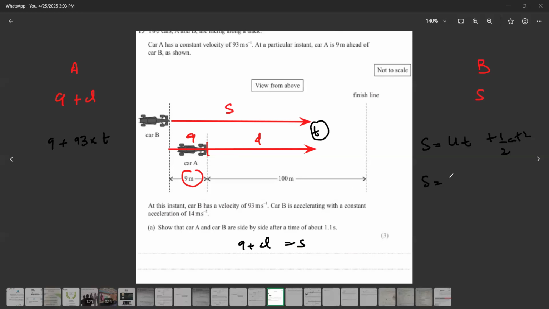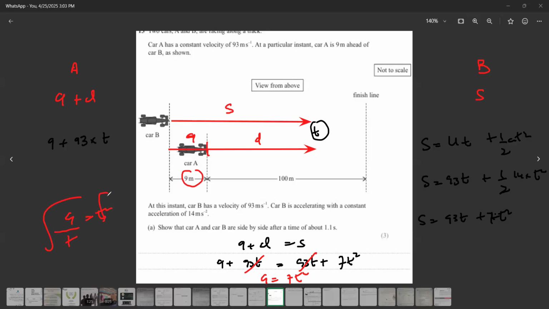And here what is S? S is equal to ut, 93t, plus half, acceleration is 14, t squared. So S is equal to 93t plus 7t squared. In place of S, we'll write 93t plus 7t squared. In place of D, we will write 9 plus 93t, because that is the value for D. Now, when we compare the two equations, 93t is common, so it cancels out. So 9 is equal to 7t squared.